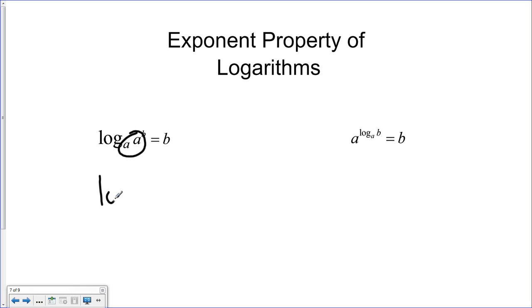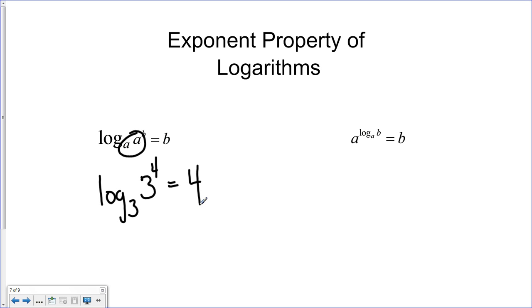So the log base 3 of 3 cubed, or let's make it 3 to the 4th so they're not all 3's. Well, the log base 3 is going to cancel with the 3 and just leave the 4. So logarithms are great for dealing with exponents.